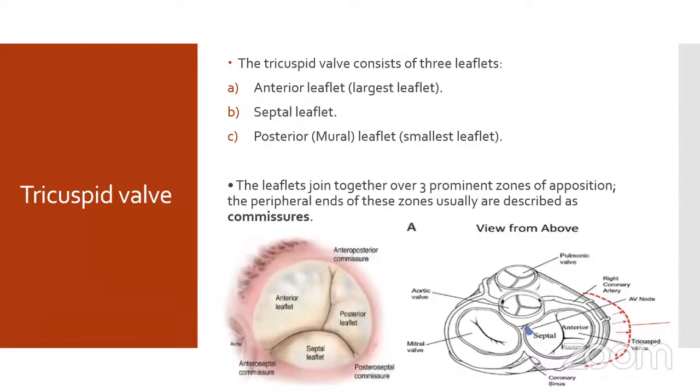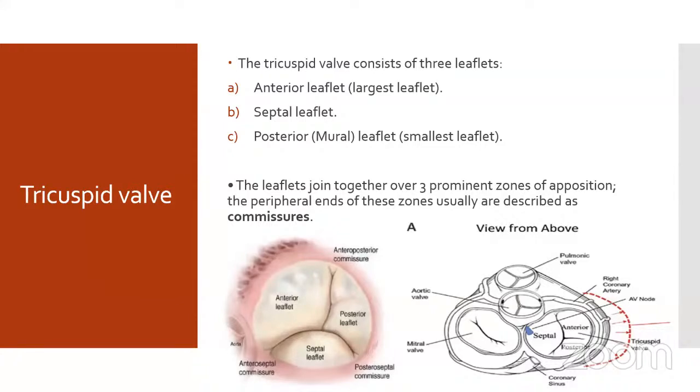The three leaflets of the tricuspid valve reflect their anatomical location: the anterior leaflet, which is the largest leaflet, the septal leaflet, and the posterior leaflet, which is the smallest leaflet. The leaflets join together over three prominent zones, usually described as the commissures. So we have the anterior septal, the anterior posterior, and the posterior septal commissure.